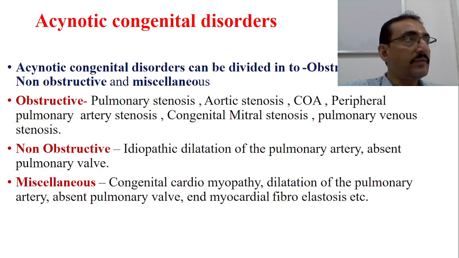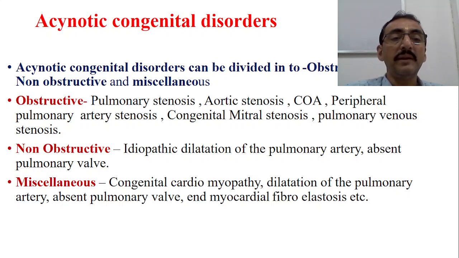Acyanotic congenital heart disorders can be divided into two types, either obstructive type or non-obstructive type, or miscellaneous, a mixture of both. What do you mean by obstructive type? In the obstructive type there is some obstruction, as the name suggests, obstruction to the normal blood flow. For example, pulmonary stenosis. Now there is obstruction, so blood will be blocked there. Aortic stenosis, blood will be stagnated there. Then coarctation of aorta.